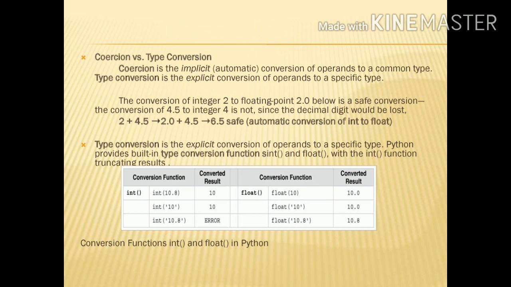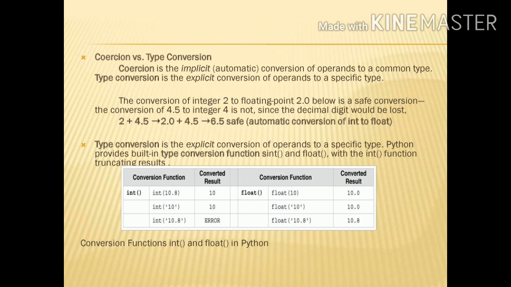Type conversion is the explicit conversion of operands to a specific type. Python provides built-in type conversion functions, int and float, with the int function truncating results. Here is an example. int(10.8) is converted and the result is 10. int(10) is converted and the result is 10.